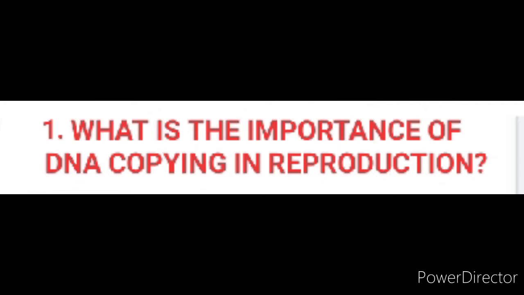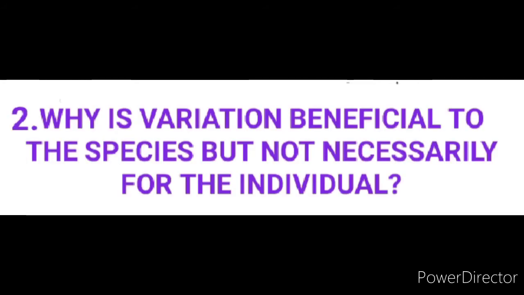What is the importance of DNA copying in reproduction? Why is variation beneficial to the species but not necessary for the individual?